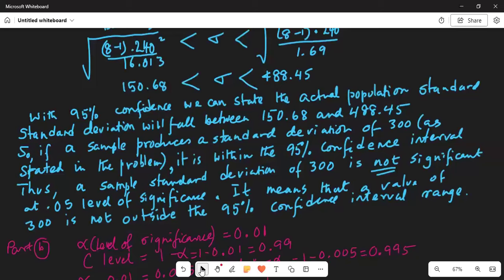And we repeated the same thing for a 99% confidence level, or level of significance of 0.01. I stop here today.